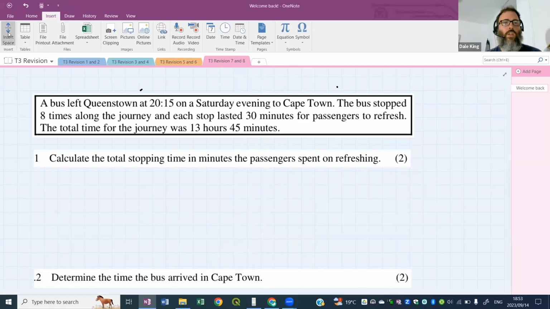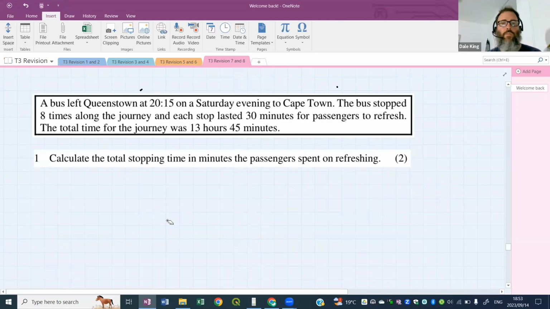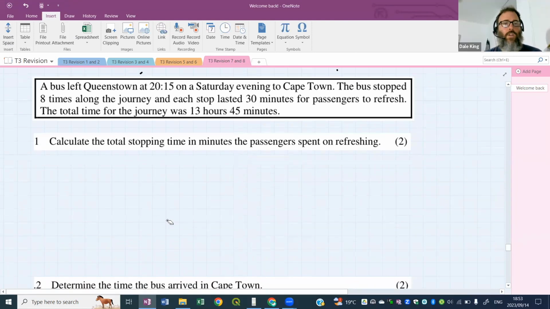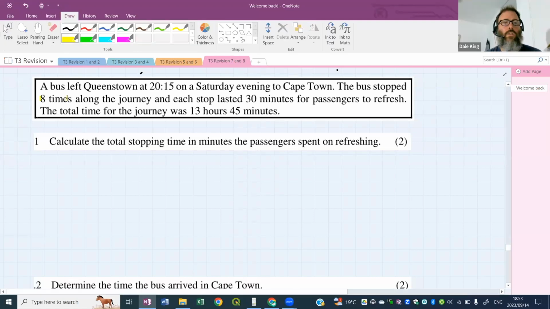Let's use the time button so we can practice the skill. So there's 8 times we stopped, which comes from the question. And each one lasted 30 minutes. All right, write it down.